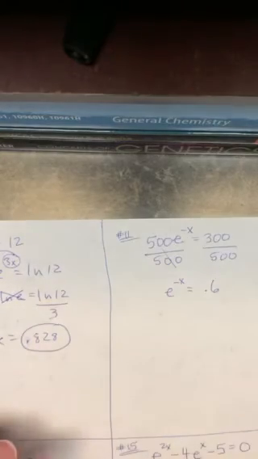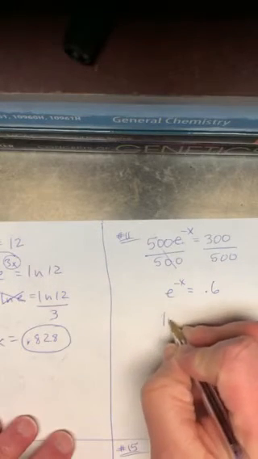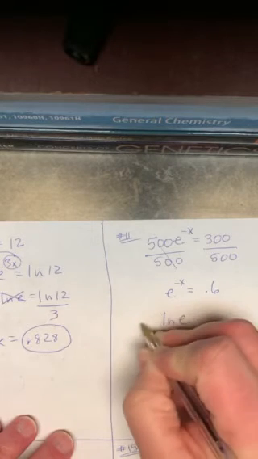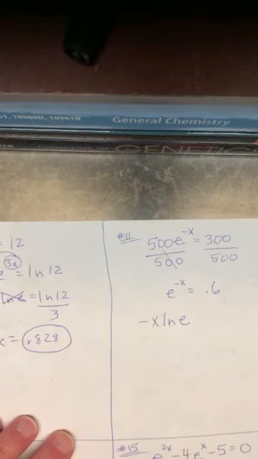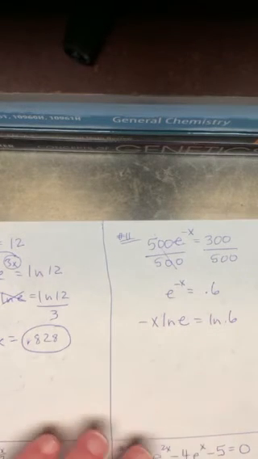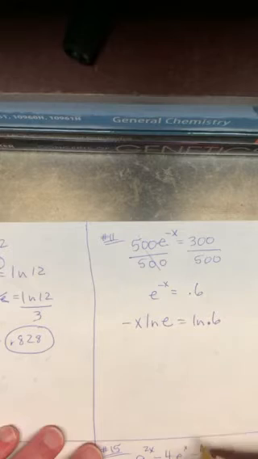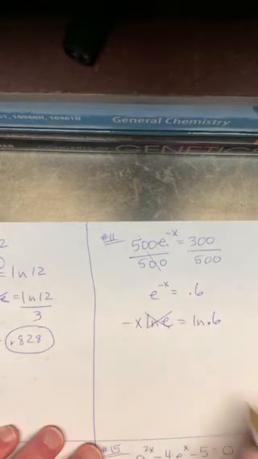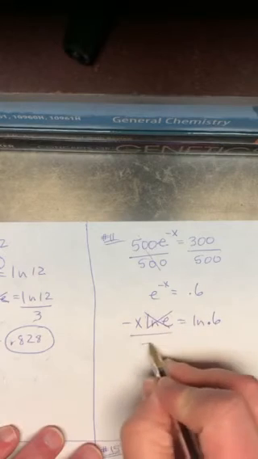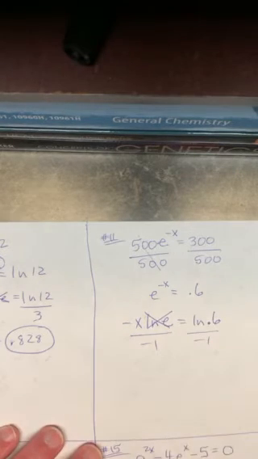So I'm going to ln both sides. So I've got ln of e to the negative x. That exponent, of course, is going to go out front, equals ln of 0.6. I natural logged both sides. ln e I can ignore because it's a 1. If my goal is to get x by itself, of course, I divide by negative 1.